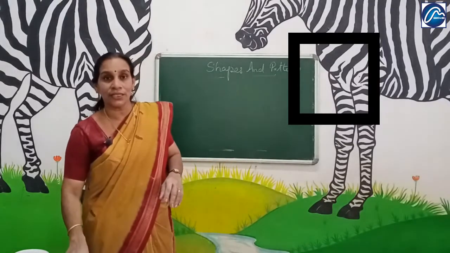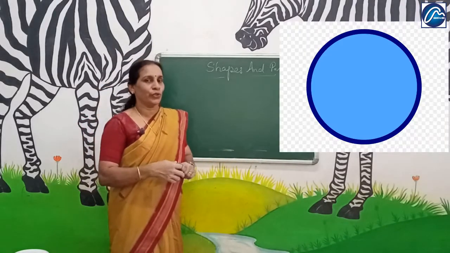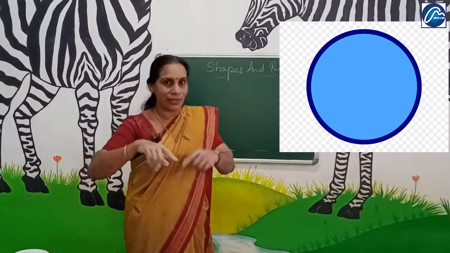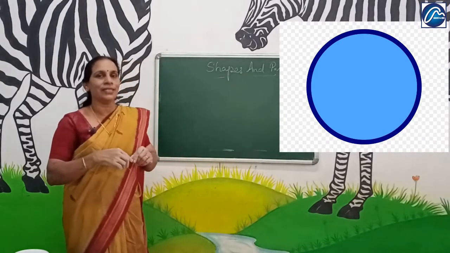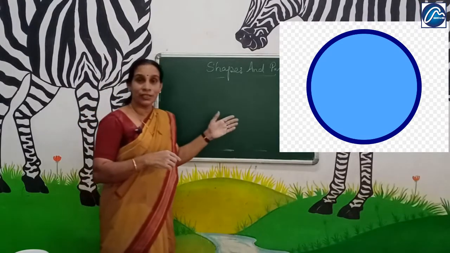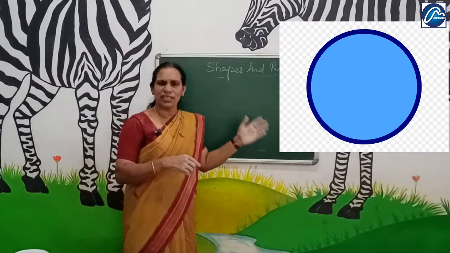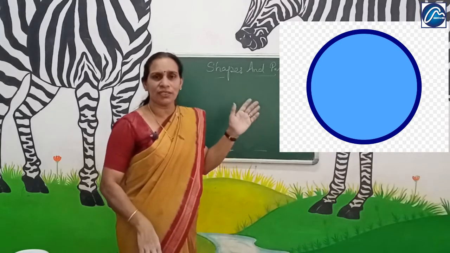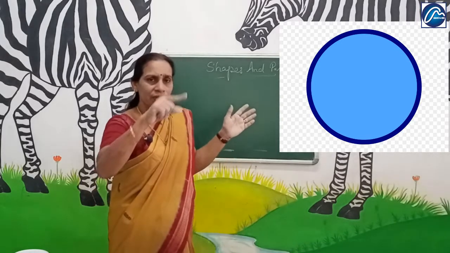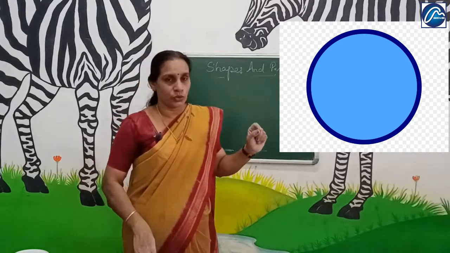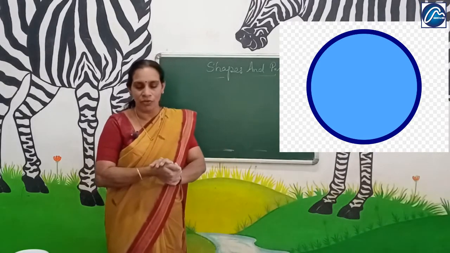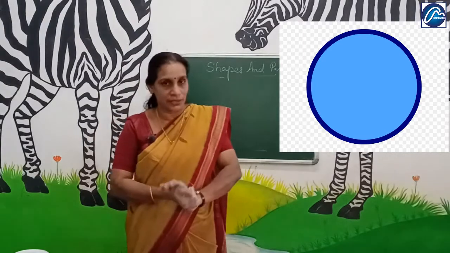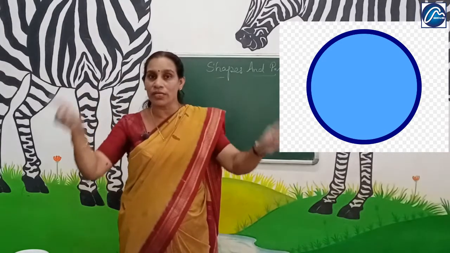Now, what is this? Circle. Have you watched your mother's bangle? What's the shape of the mother's bangle? It is a circle. So, circle. Does a circle have any side? Circle, side, no. No. So, a circle has no sides. It is round in shape.